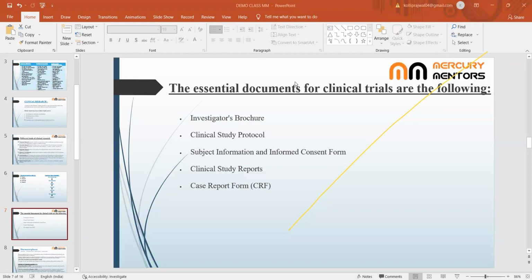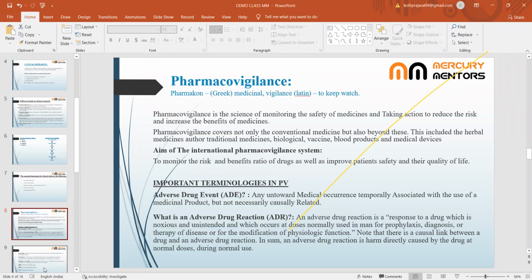Okay, so next document is clinical study reports. Okay, and the last one is case report form. So all these documents are really important. They will be asking you questions on this in the interview. Okay, so we will be studying it in detail in our course. So this is just a demo class. We are going to see briefly what are the things which we have to study.